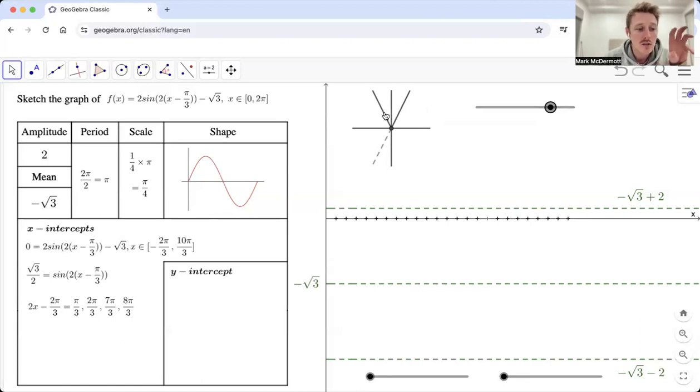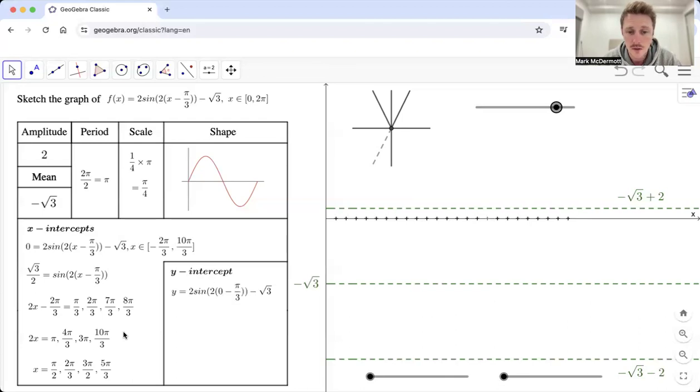Okay, and then what you need to do is get x on its own, so you just have to solve that. You're going to add 2 pi on 3 to everything. So that gives you pi, 4 pi on 3, 3 pi, and 10 pi on 3, and then divide everything by 2. So you get pi on 2, 2 pi on 3, 3 pi on 2, and 5 pi on 3. So they are our solutions for the x-intercepts of our graph. So there's 4 of them.